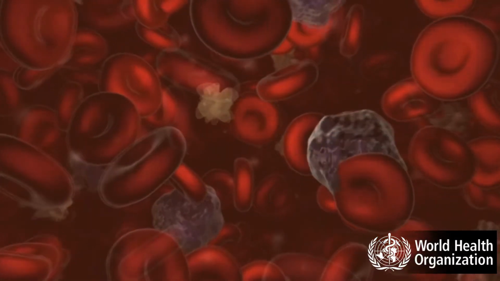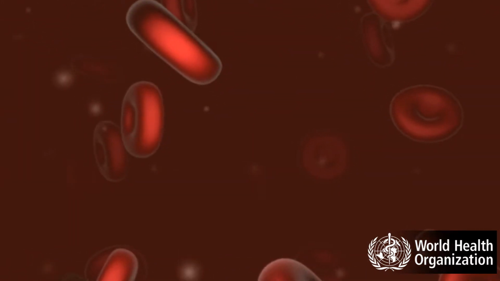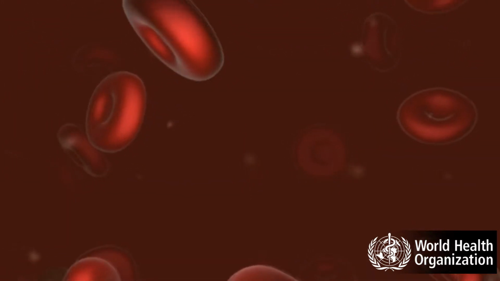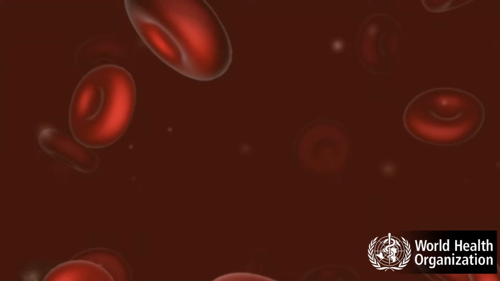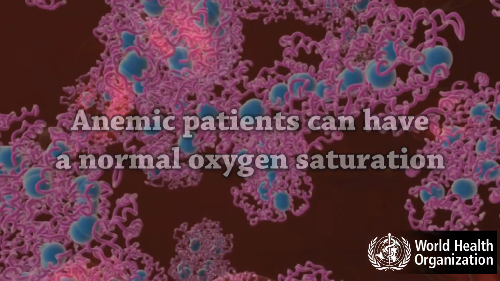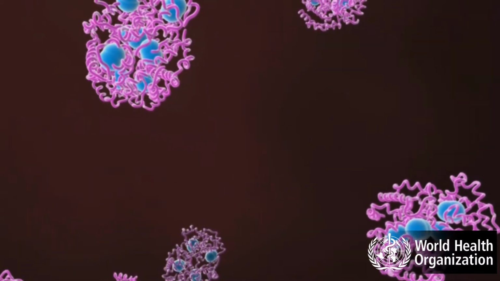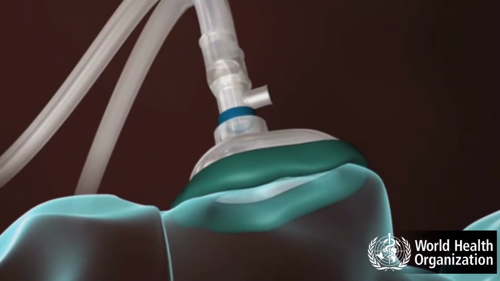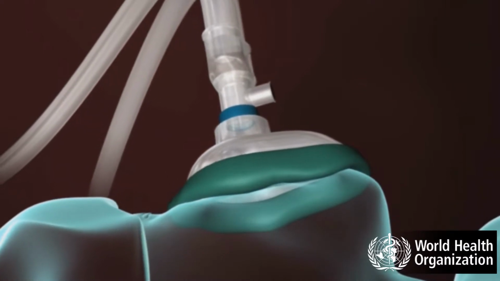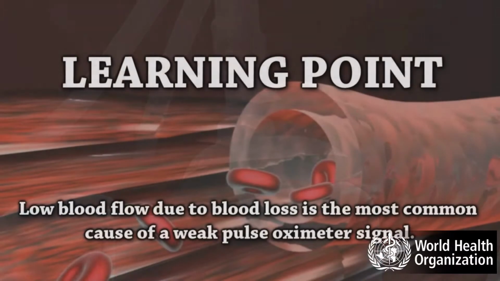Anemia. Pulse oximeters function normally in anemic patients who have reduced numbers of red blood cells. In an extremely anemic patient, the oxygen saturation may be normal, 95 to 100%, but there still may not be enough hemoglobin to carry sufficient oxygen to the tissues. During anesthesia, the patient should receive 100% oxygen to improve oxygen delivery to the tissues.